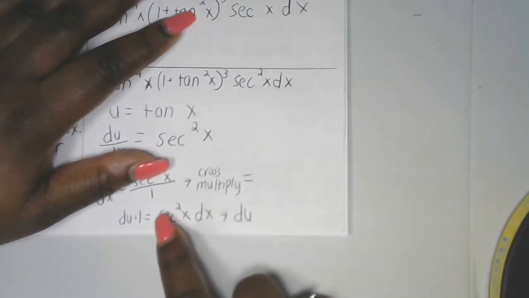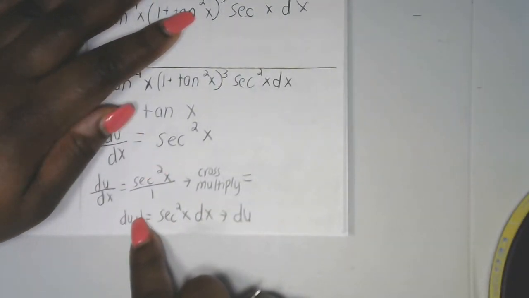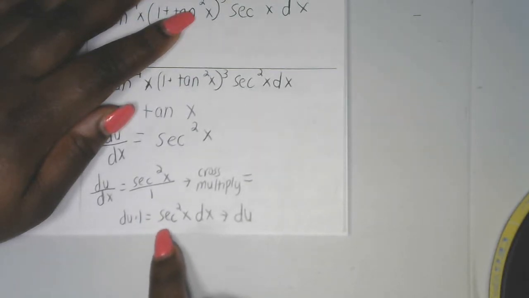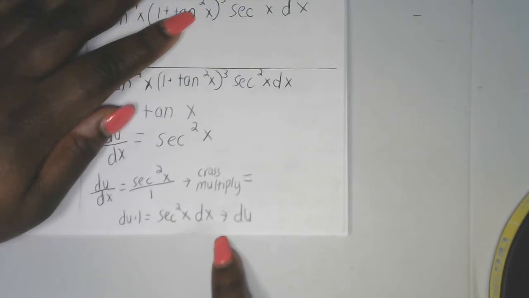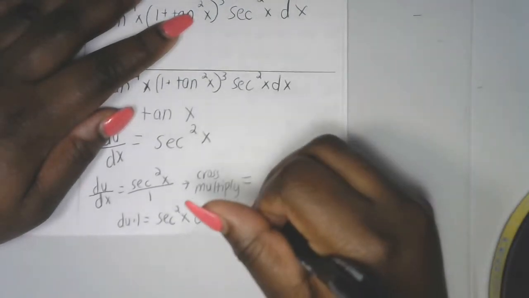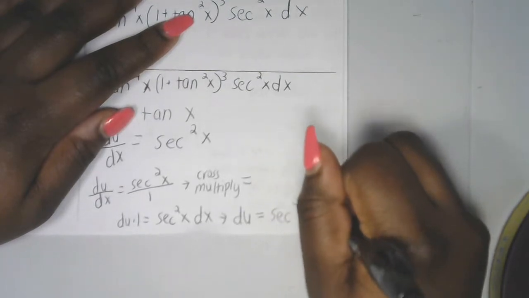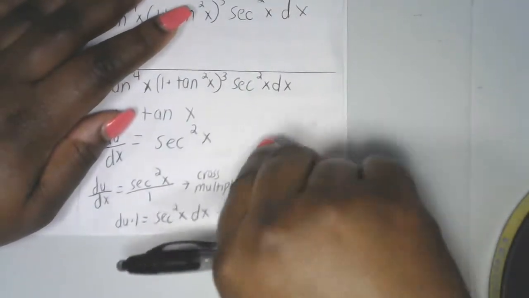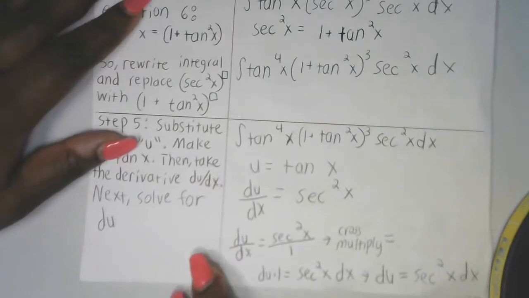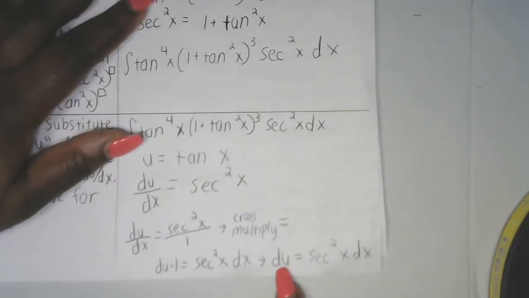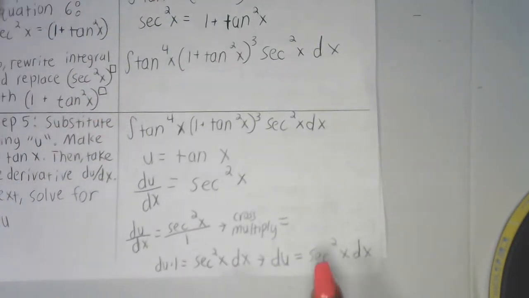Anyway, since anything times 1 is itself, du times 1 equals secant x squared dx, which can just be written as du equals secant x squared dx. And as you can see here, like I said, next solve for du. We solve for du because we have du is equal to secant x squared dx. So that's pretty much it for step 5.